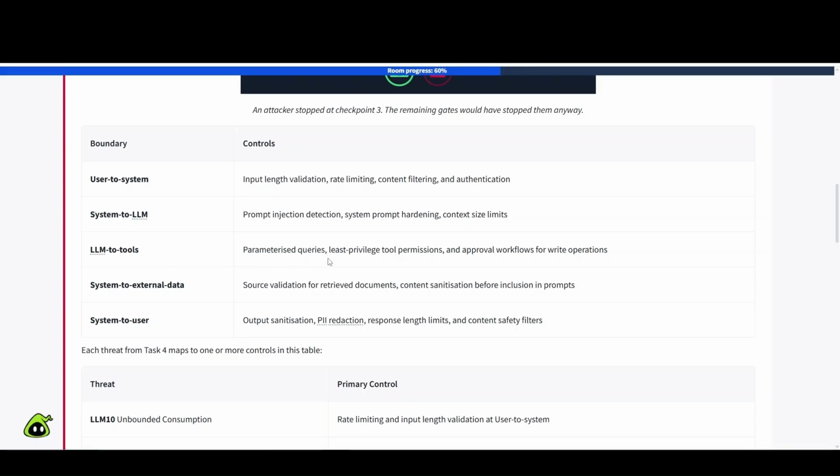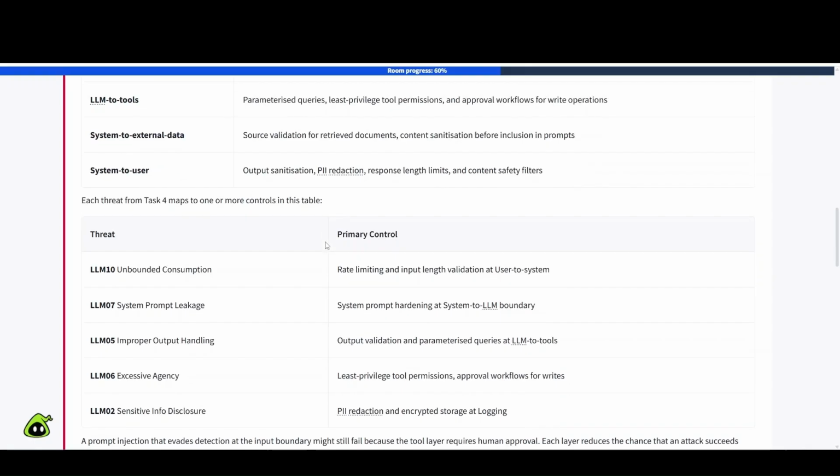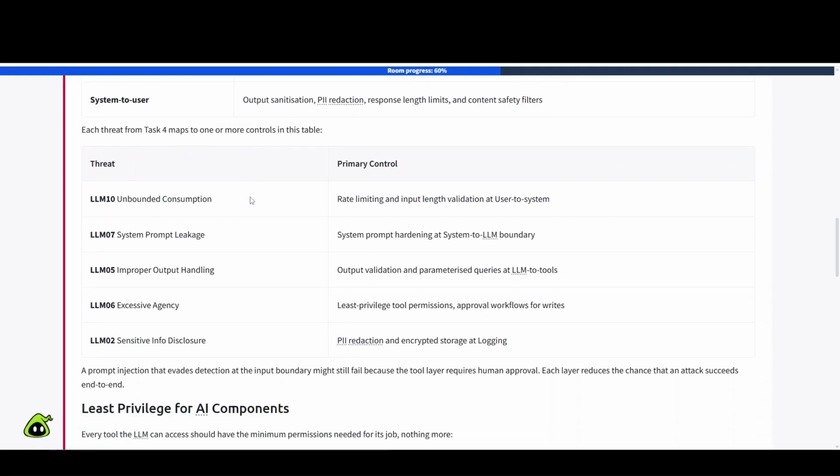LLM to tools: parameterized queries, least privileged tool permissions, and approval workflows for write operations. System to external data: source validation for retrieved documents, content sanitization before inclusion in prompts. System to user: output sanitization, PII redaction, response length limits, and content safety filters. Each threat from task 4 maps to one or more controls in this table.